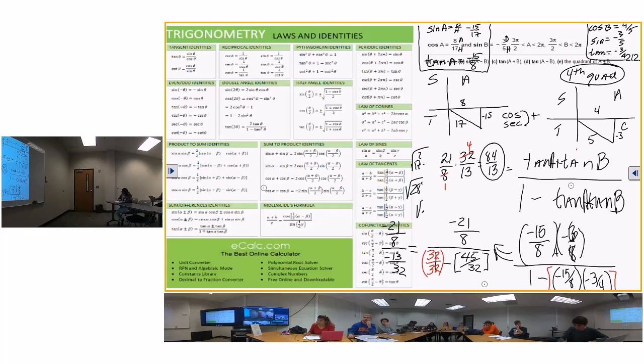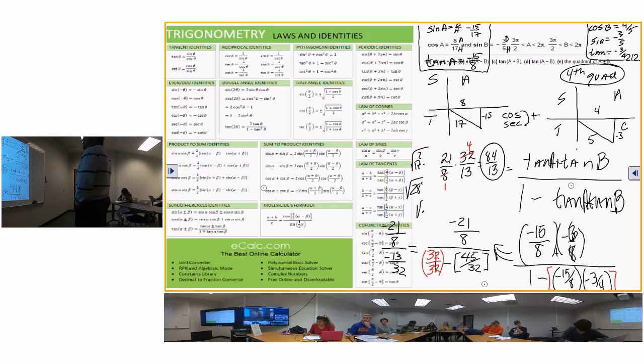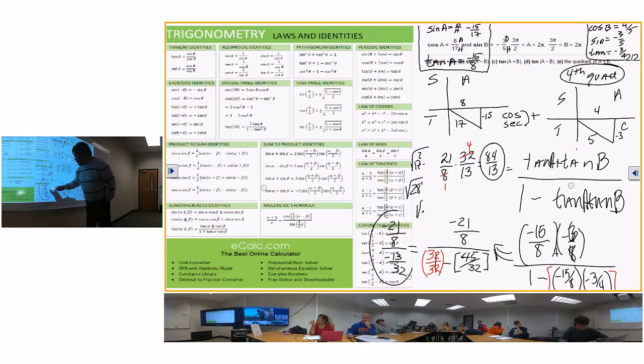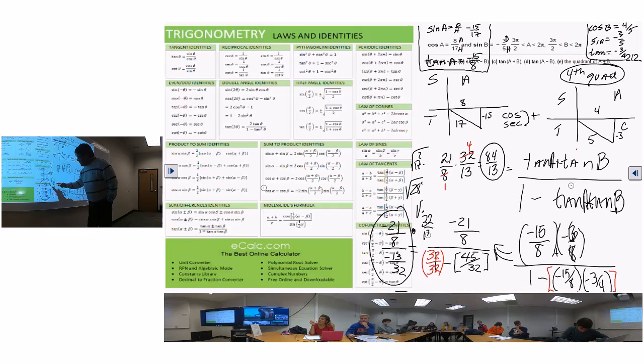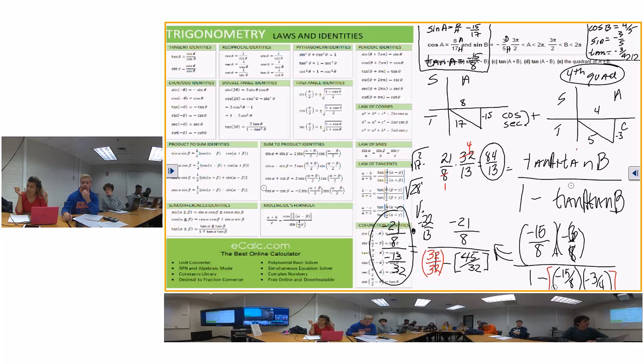How did you get 32 over 13? When you divide a fraction by a fraction, you multiply by the what? Reciprocal. Right. And that's a negative. Negative times a negative is a positive. And then I canceled the 8 and the 32 and got that. You with me? Yeah, I know that part. Okay, yeah, I understand. Who else got a question?